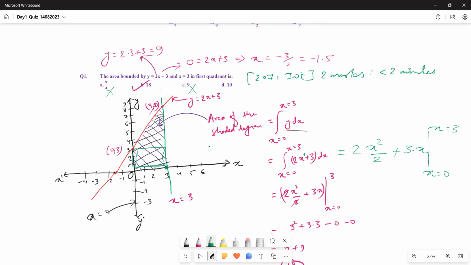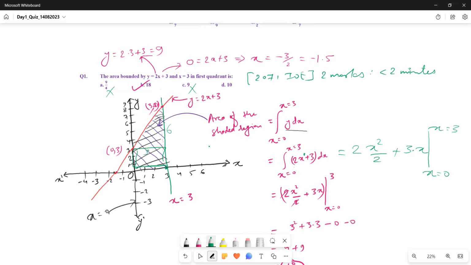And when you see this, you can guess the area. For the triangle, it has a base of 3 and a height of 6, right? So 6 times 3 is 18, 18 divided by 2 is 9. So 9 plus 9, the area is coming to 18. You can do it without integration, part by part, by calculating the area of the rectangle and the triangle. But the one I was teaching was the option rejection concept.